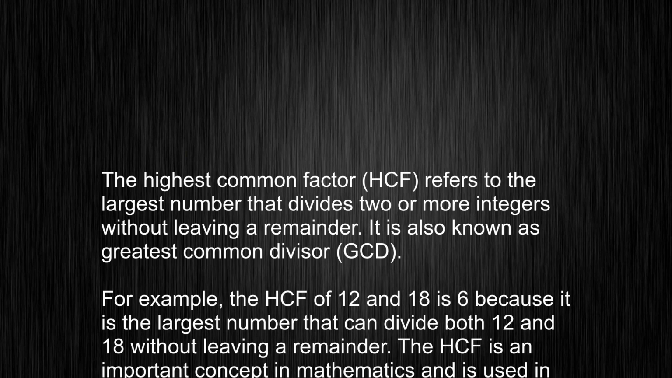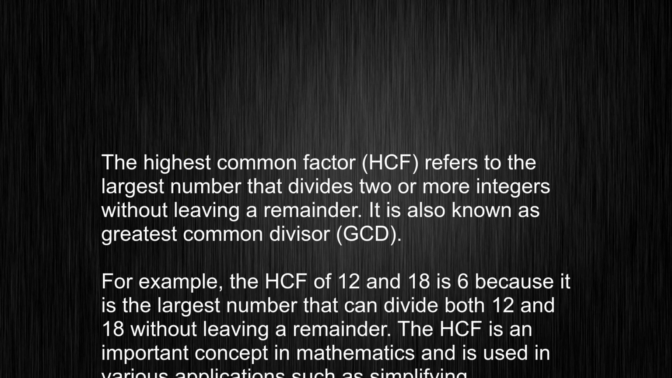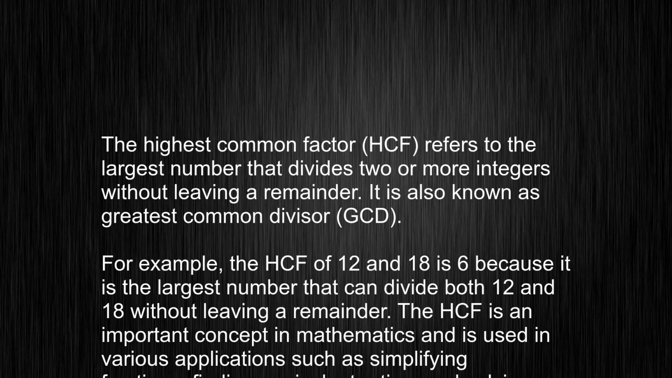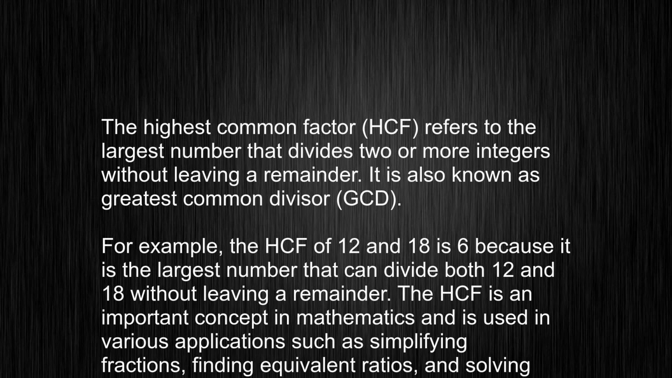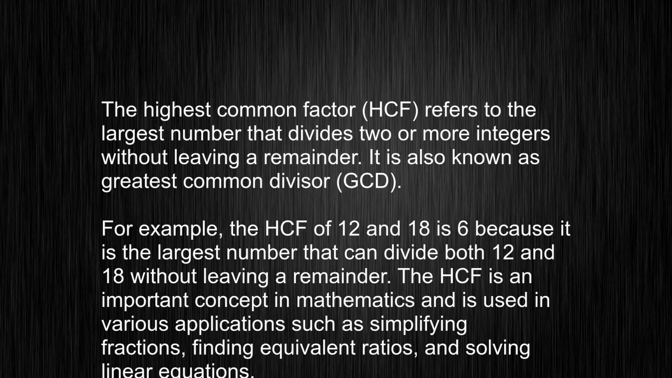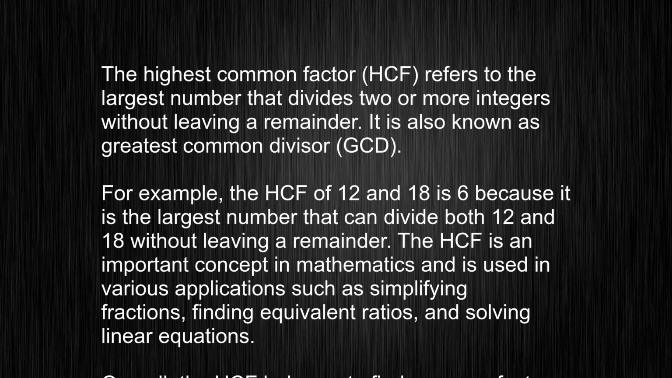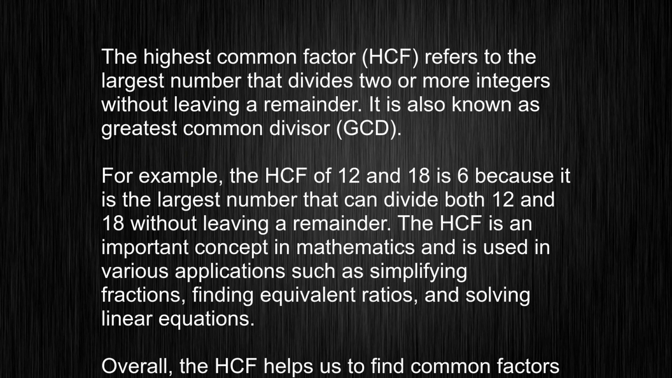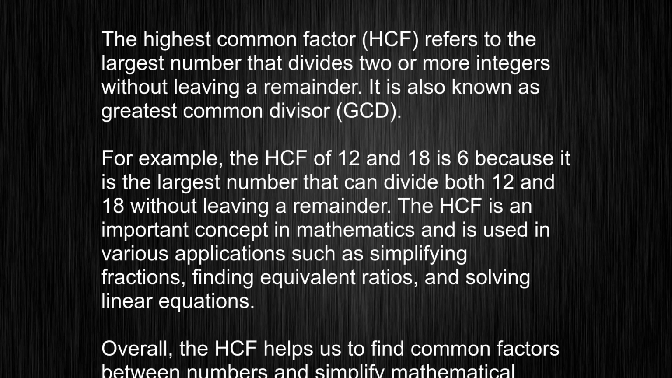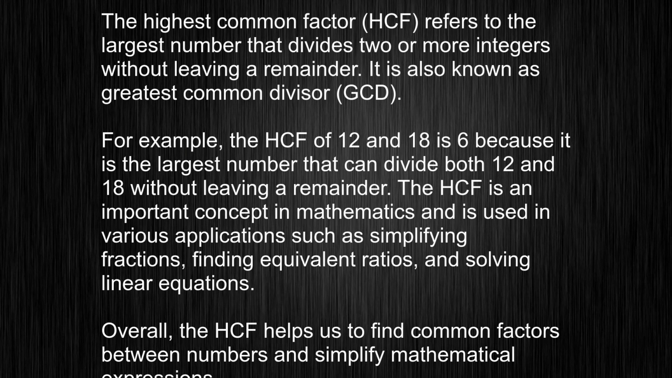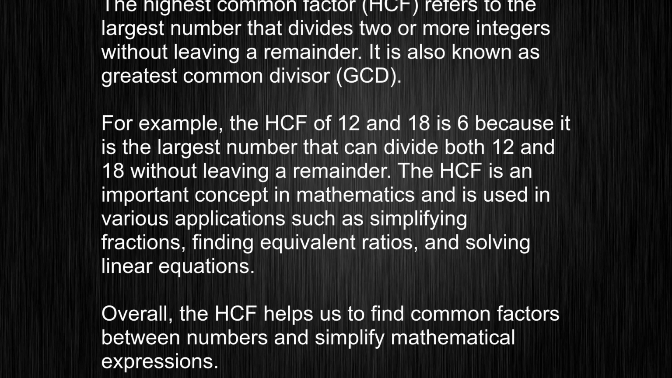The highest common factor, HCF, refers to the largest number that divides two or more integers without leaving a remainder. It is also known as greatest common divisor, GCD. For example, the HCF of 12 and 18 is 6 because it is the largest number that can divide both 12 and 18 without leaving a remainder.